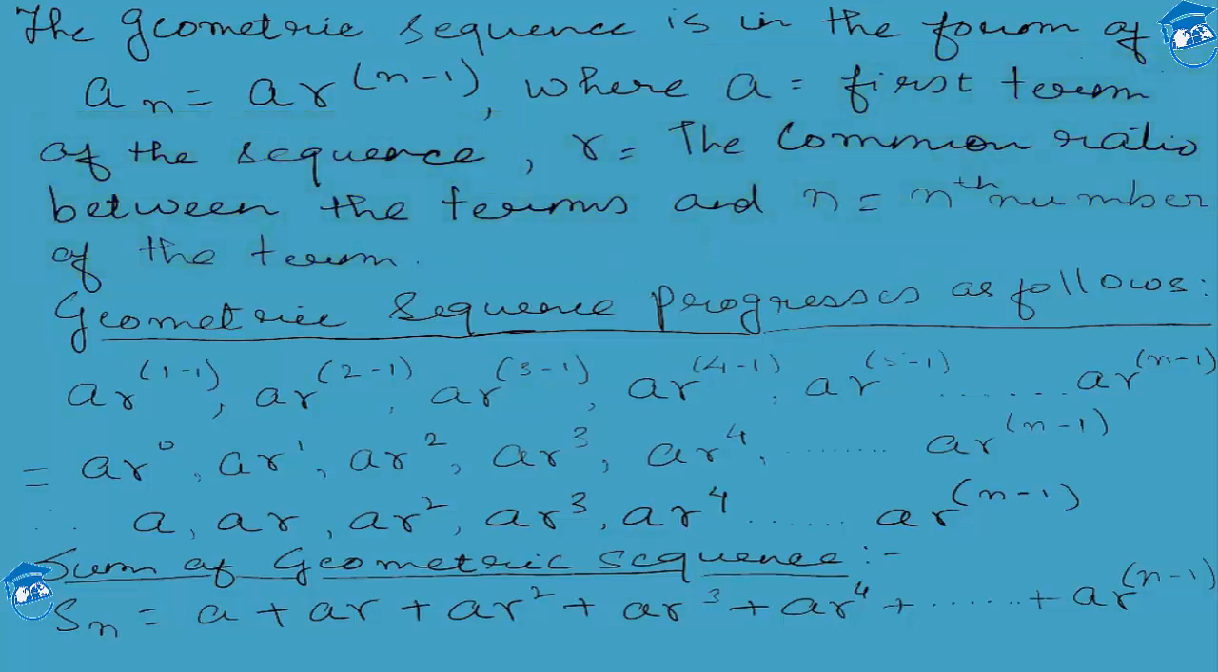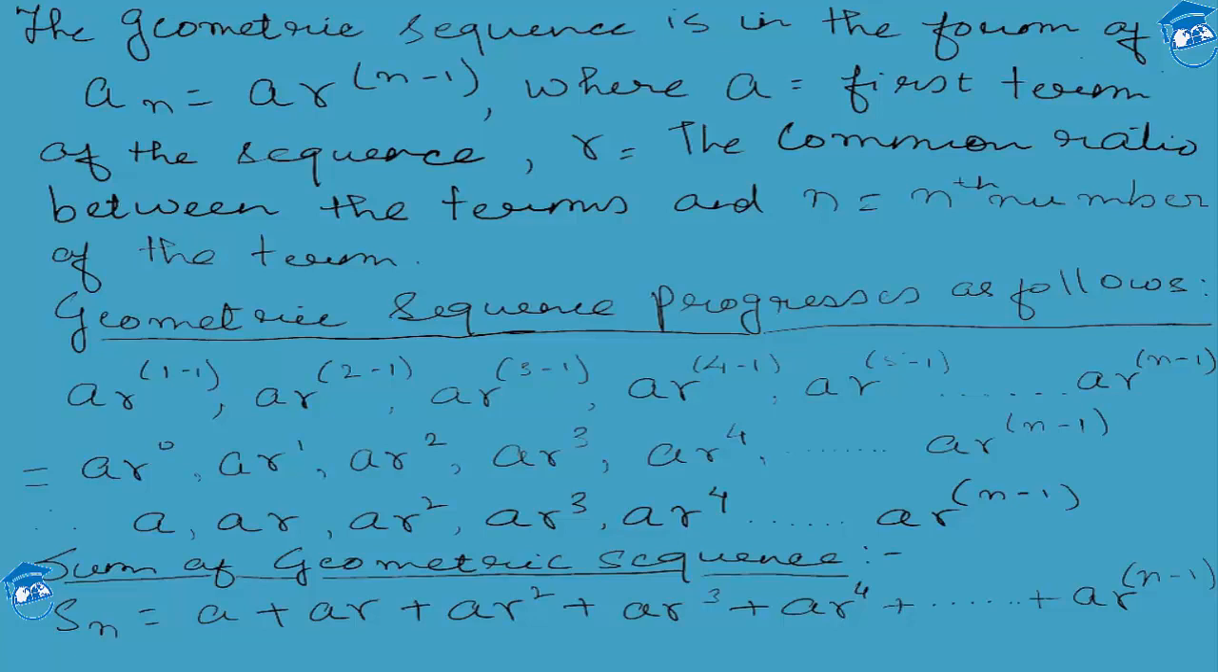So an is equal to ar^(n-1). Again, a refers to the first term, r is the common ratio between the two terms, and n-1 refers to 1 year less than the n number of years for which the sequence is being drawn. Now, the geometric sequence follows the following progression: ar^(1-1), ar^(2-1), ar^(3-1), ar^(4-1), ar^(5-1), and it extends up to ar^(n-1), which eventually turns out to be ar to the power of 0, ar to the power of 1, ar squared, ar cubed, ar to the power of 4, ultimately going up to ar to the power of n-1.